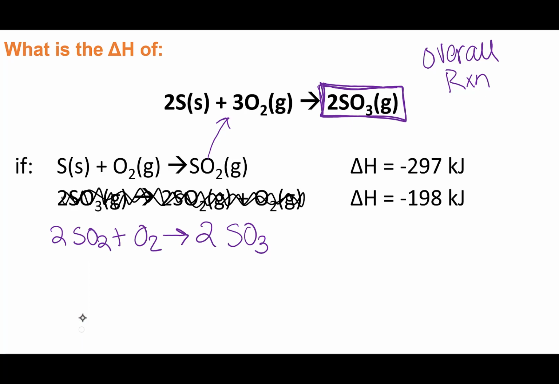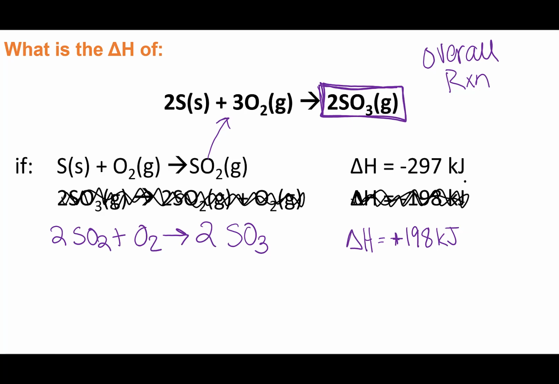Well, when I manipulate an equation, and we talked about this a couple videos ago, the enthalpy change is going to have to reflect that manipulation. So for this one, I reversed the reaction. I flipped it. So what happens to the sign of the enthalpy? Yeah, it also flips. So if the forward reaction was a negative enthalpy, the reverse reaction is going to be a positive. All right. So that was a pretty significant change.